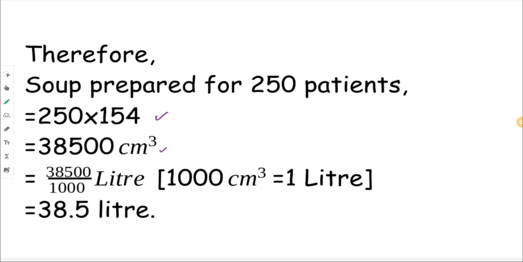The soup prepared for 250 patients, when you multiply, you're going to get 38,500 centimeter cube. But whenever you make soup, we don't say centimeter cube, so we'll convert this in terms of liter. Remember, 1000 centimeter cube equals 1 liter. You're going from smaller to the bigger, which means division again. So when you divide, the amount of soup that we're preparing is 38.5 liter of soup.